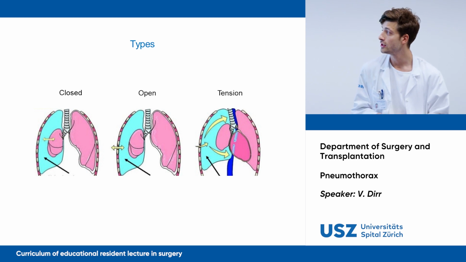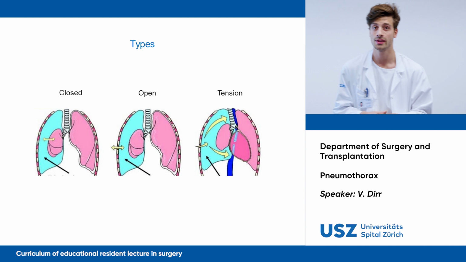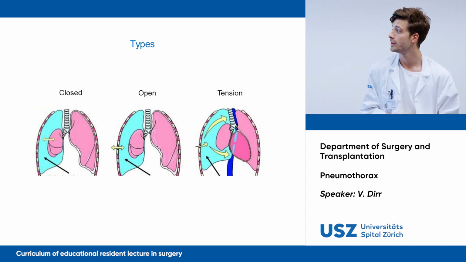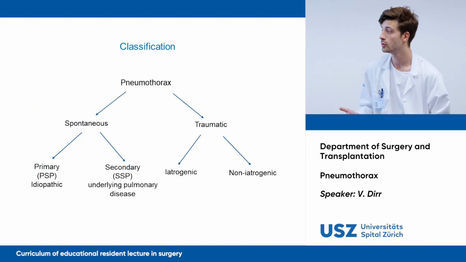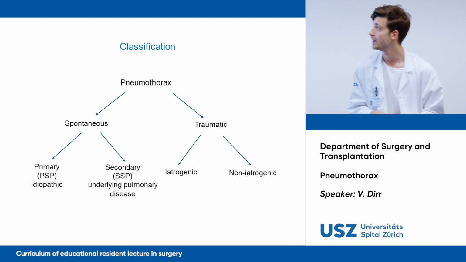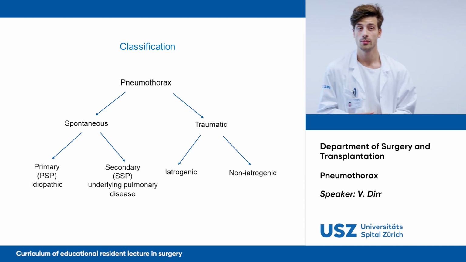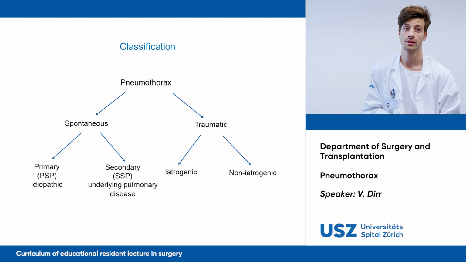And we can describe a tension pneumothorax, which means there's a one-way valve mechanism with an increased pressure in the pleural space, resulting in a mediastinal shift and cardiopulmonary dysfunction. So we can classify it into spontaneous and traumatic ones. Spontaneous can then be divided into primary or secondary. Secondary, there's an underlying pulmonary disease, and trauma can either be iatrogenic, done by us, or the result of a blunt or penetrating thorax trauma.